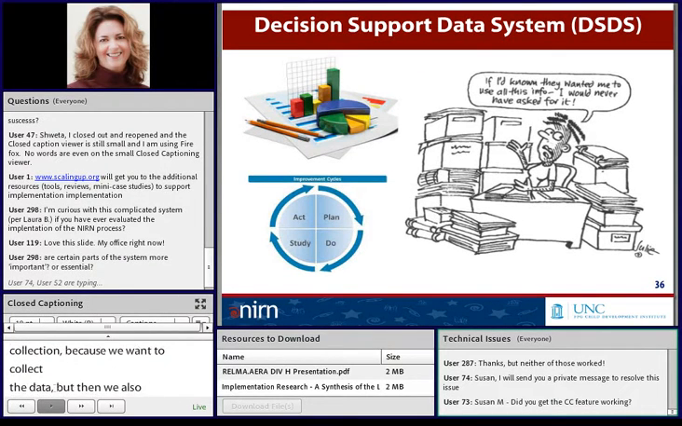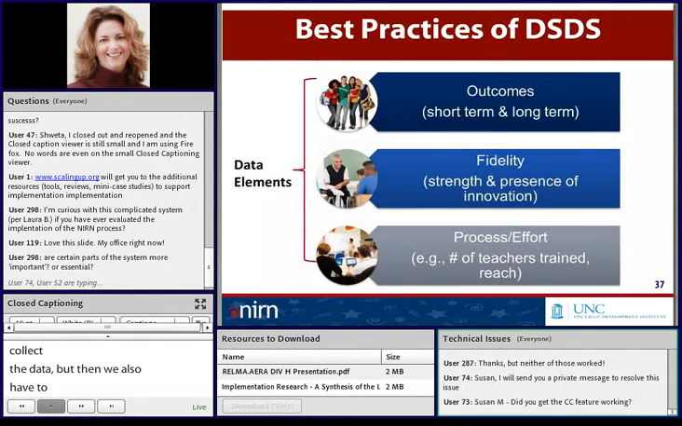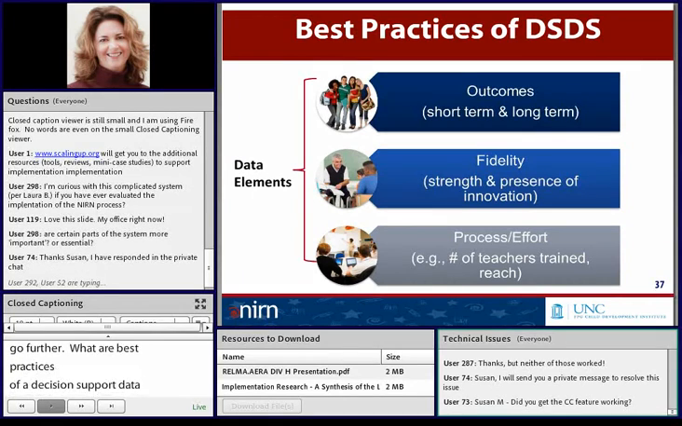All right, so let's go a little bit further. So what are some best practices of a decision support data system? One, which data should we be collecting? We should be collecting outcome data, not only short-term but also long-term, to look at the impact our practices are having for our students as well as our staff. We want to assess the fidelity, or the strength and the presence, of the innovation.